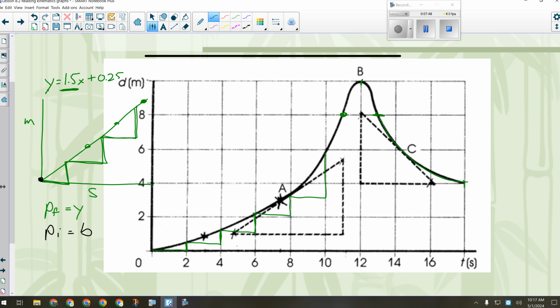Okay, what is x? What's on the x-axis? Seconds, which measure time. Sorry, time equals x. So I've got initial position, final position, and time, and I've got one more letter in that equation, m. Well, the only formula I have that has pi, pf, and t in it is this one.